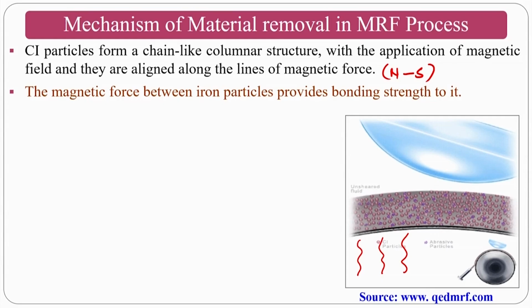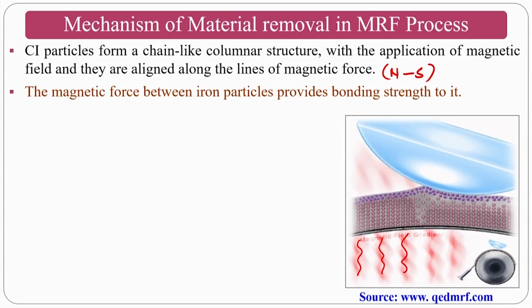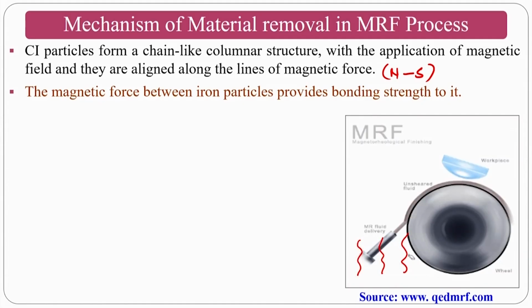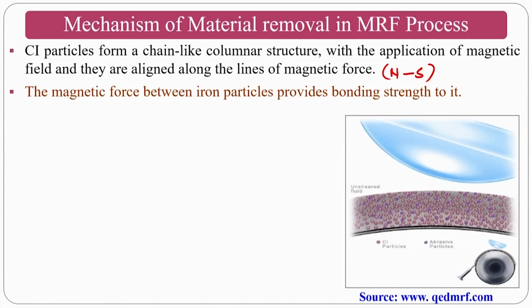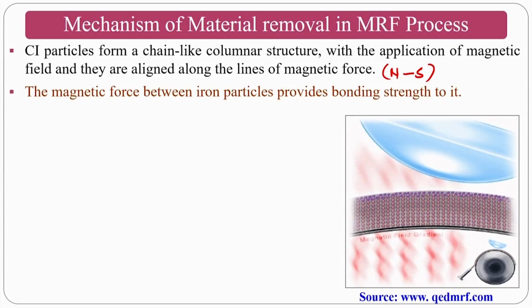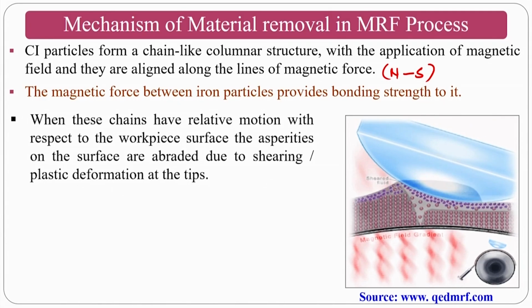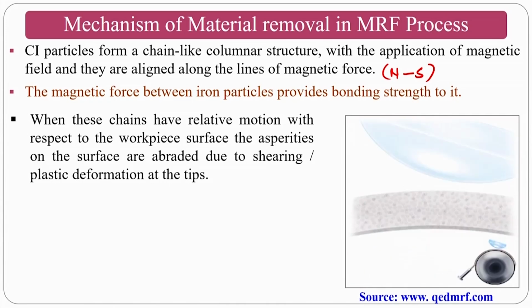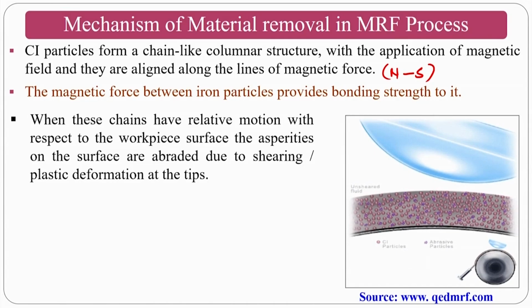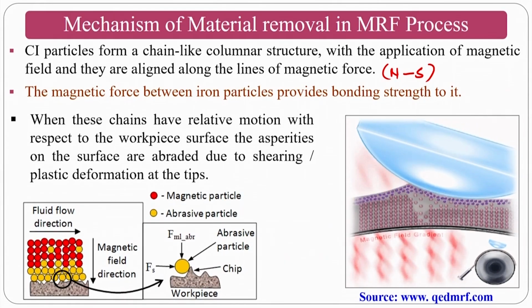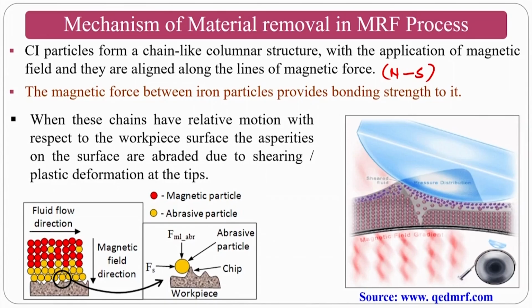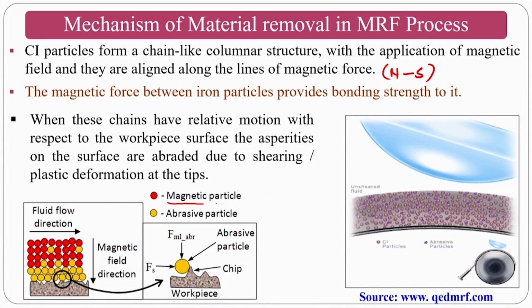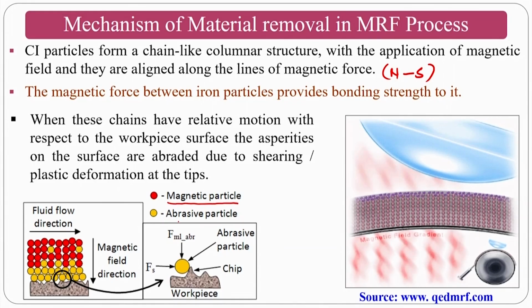So, CIP particles and abrasive particles are forming the chains, and the abrasive particles are the pink ones, which are experiencing the abrasion action against the lens. When these chains have relative motion with respect to the workpiece surface, the asperities of the workpiece surface are abraded due to shearing or plastic deformation. You can see here, these are the carbonyl iron particles, which are nothing but magnetic particles, the red ones, and the yellow ones are the abrasive particles.